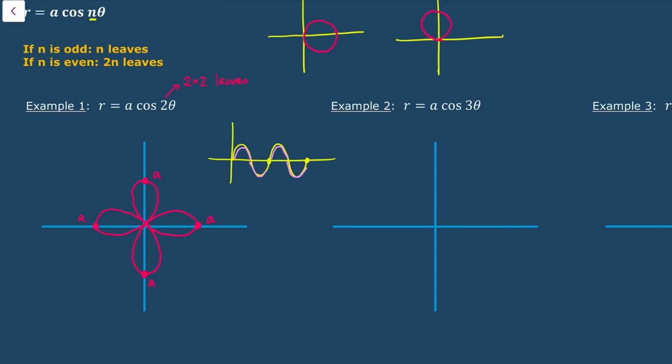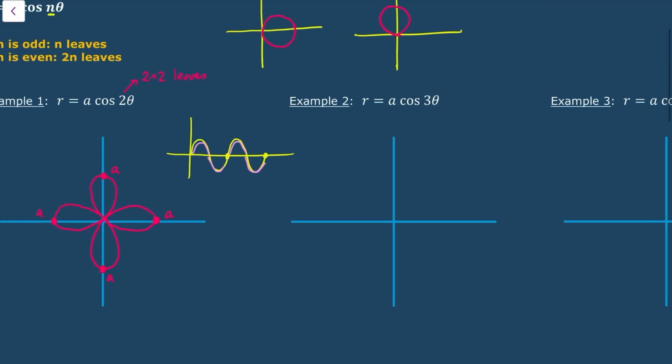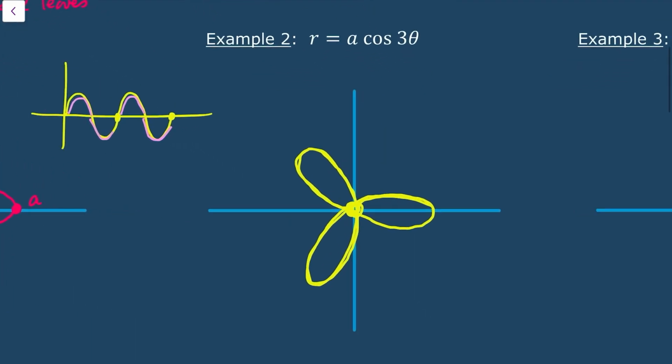Let's have a look at what r equals a cos 3 theta looks like. In this case, I'm only going to have 3 petals, and the reason for that is because they overlap. It repeats over itself. So I end up getting this. It does that again. It's not a great drawing, but that is what it looks like.